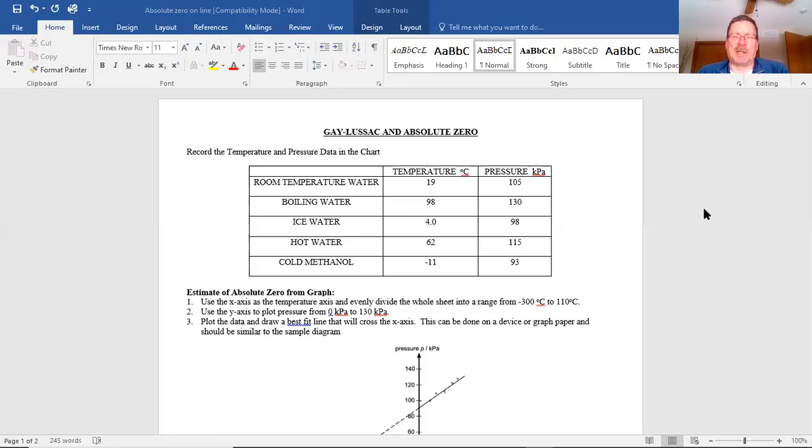Good morning, chemistry fans. Here we go to analyze our absolute zero lab that we performed yesterday. And so hopefully you watched the film and downloaded the numbers that are on the table there. Of course, our temperature is in degrees Celsius and our pressure is in kilopascals.